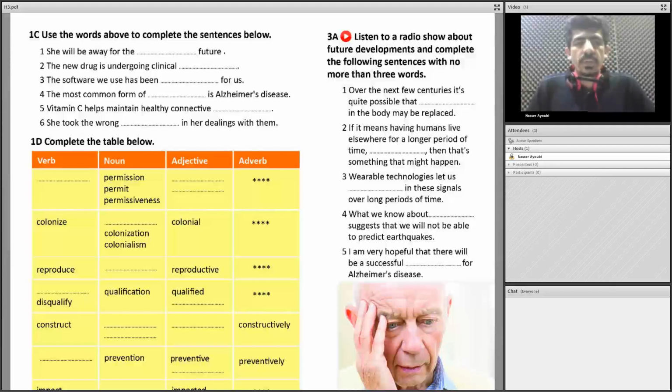Number 3, the software we use has been modified for us. Number 4, the most common form of dementia is Alzheimer's disease. Number 5, Vitamin C helps maintain healthy connective tissues. And number 6, she took the wrong approach in her dealings with them.